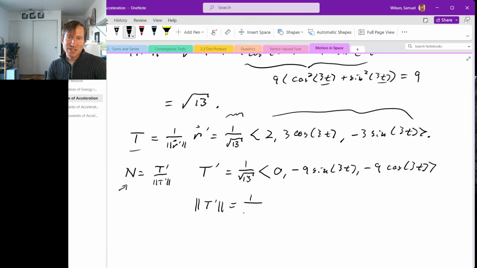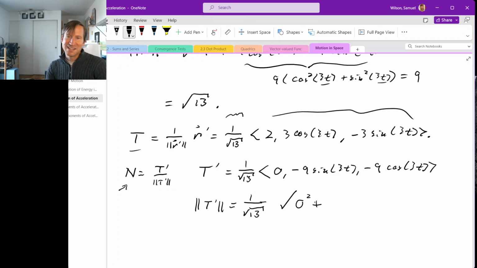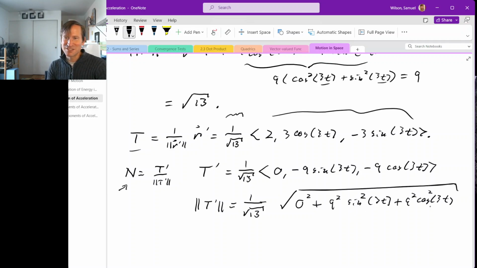So the magnitude of t prime is, we can move this scalar multiple outside of our magnitude and then just calculate the magnitude of the vector part. So that's going to be 0 squared plus, let's see, 9 squared is 81, but I'm just going to write 9 squared sine squared 3t plus 9 squared cosine squared 3t. And then when we play the same factoring out trick, we can factor out the 9 squared. Sine squared plus cosine squared is 1, so we get the square root of 9 squared, so that's 9. So 9 over the square root of 13.